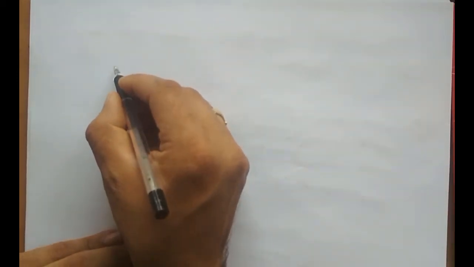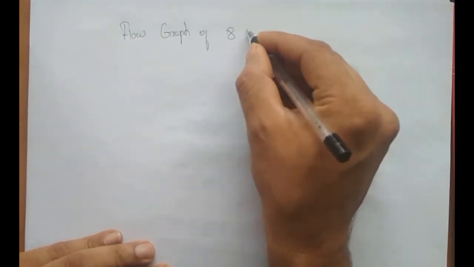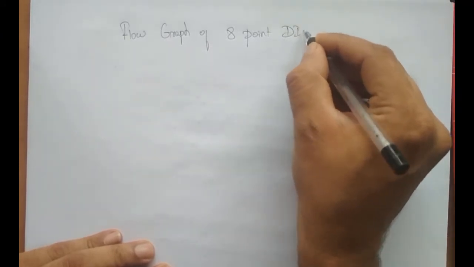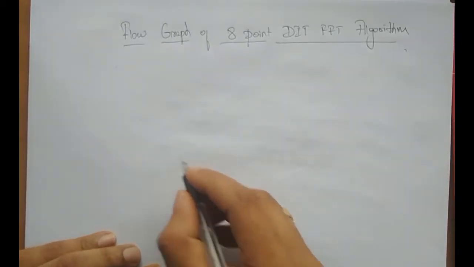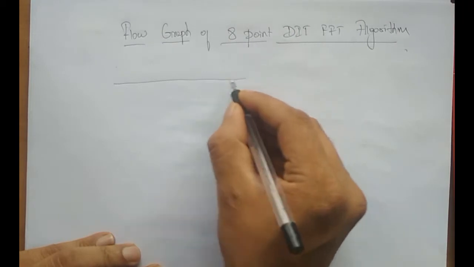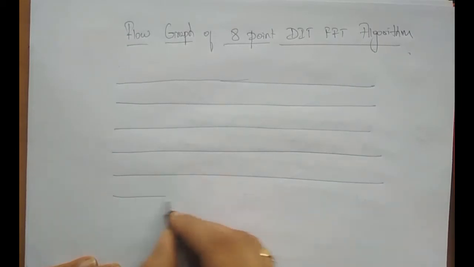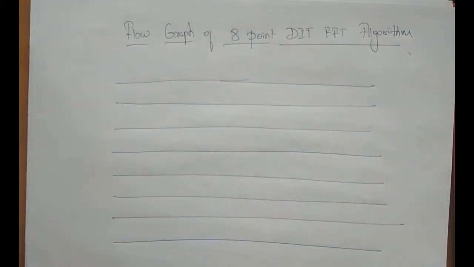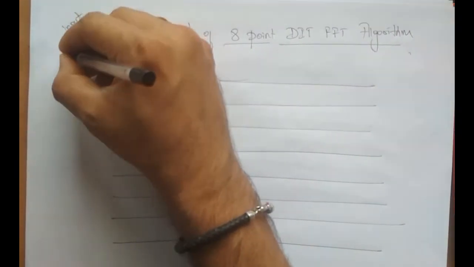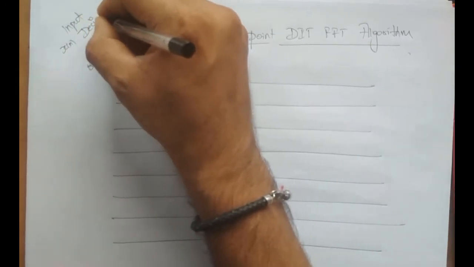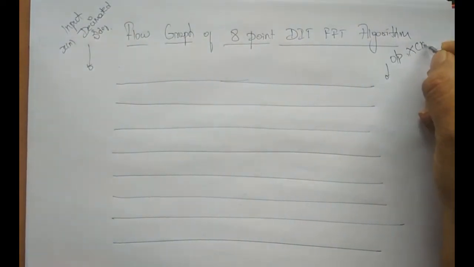We will have a flow graph of 8-point DIT FFT algorithm. So we will be having 8 parallel lines: 1, 2, 3, 4, 5, 6, 7 and 8. Okay, so this is input x of n in decimated order, and this is the output x of k in normal order.